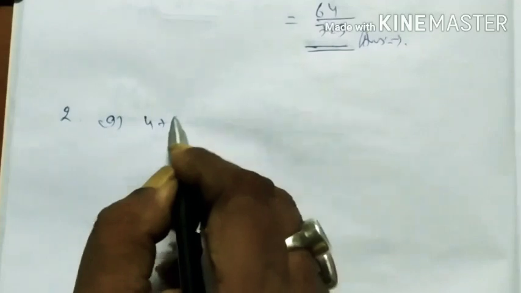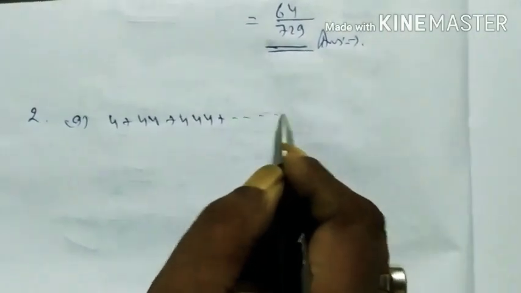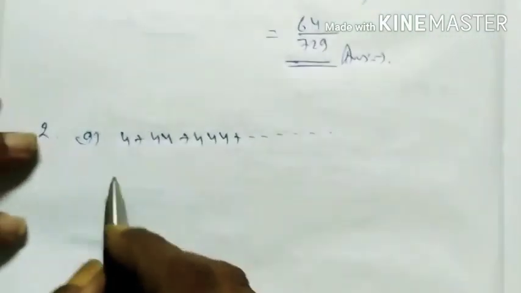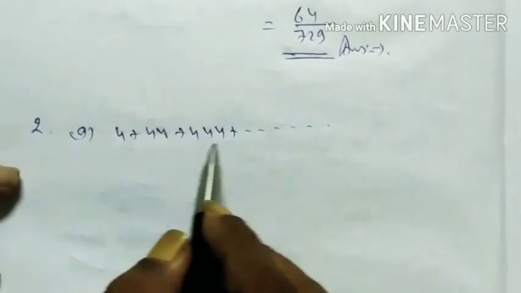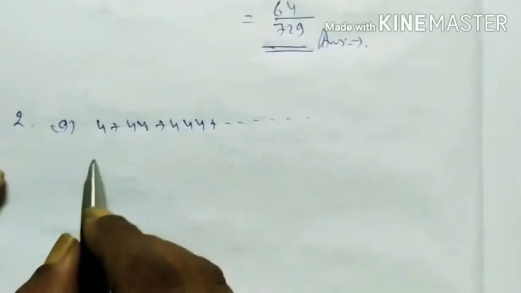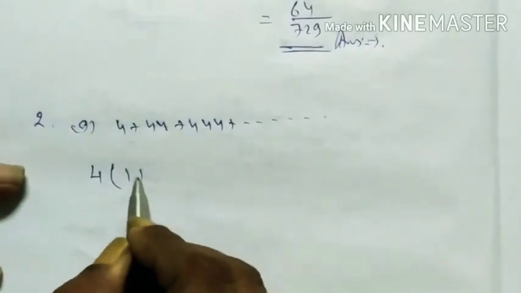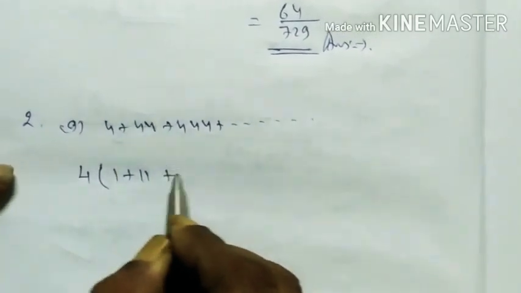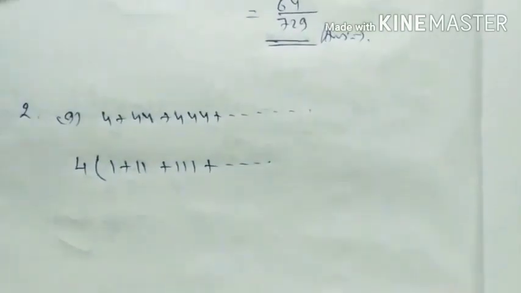So this is an important question. 4 plus 44 plus 444 plus... In such type of question, you have the working procedure. You see here how to solve it, because you find that this is not in GP. So what we have to do, first of all, we'll take 4 common: 1 plus 11 plus 111 plus dot, dot, dot. Here it is given up to nth term.